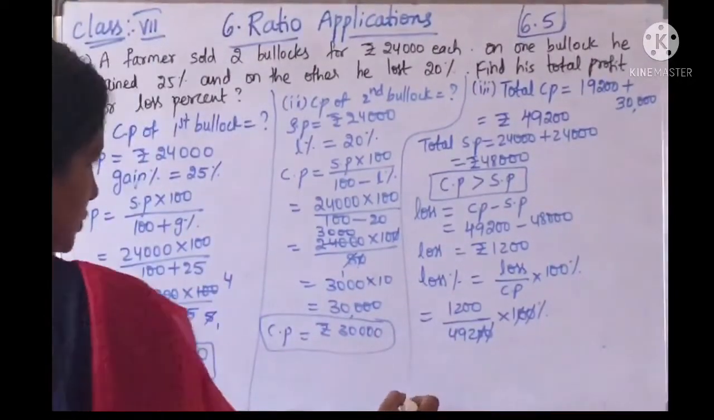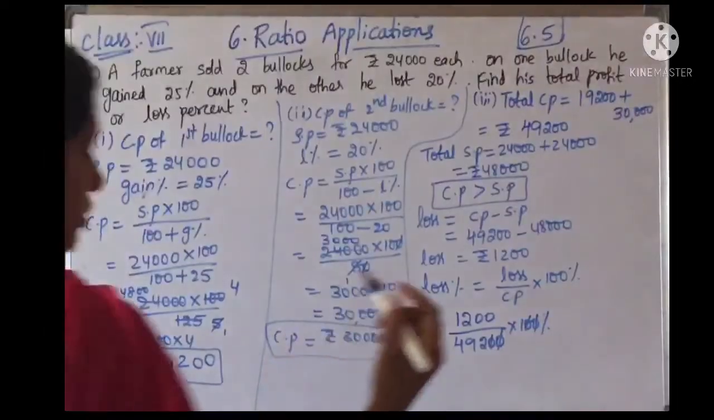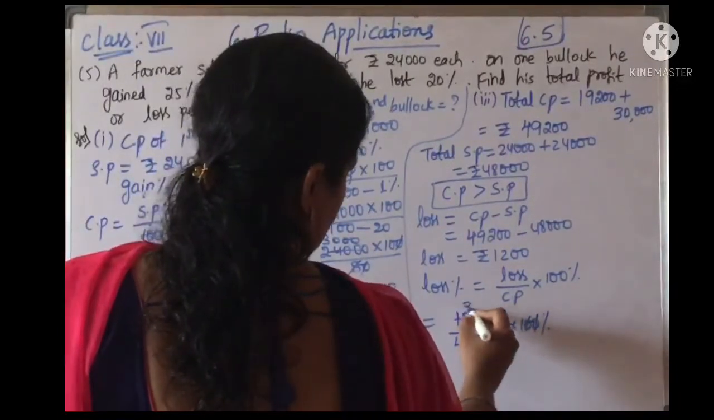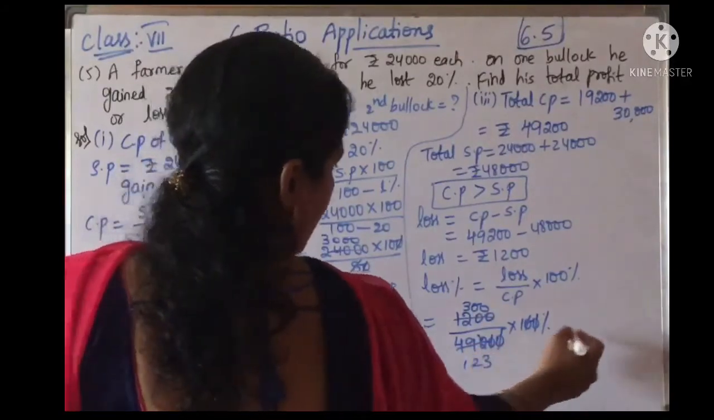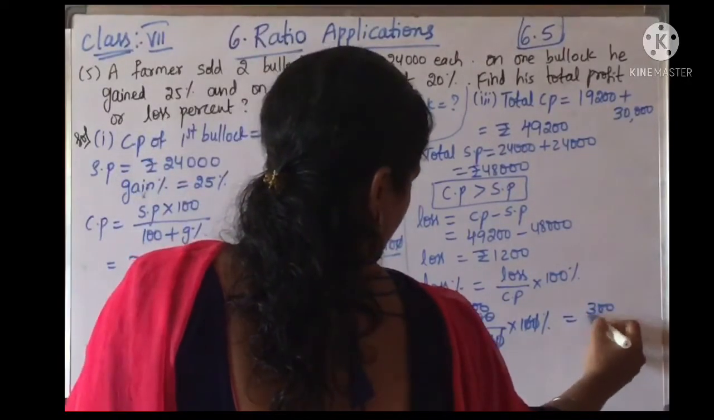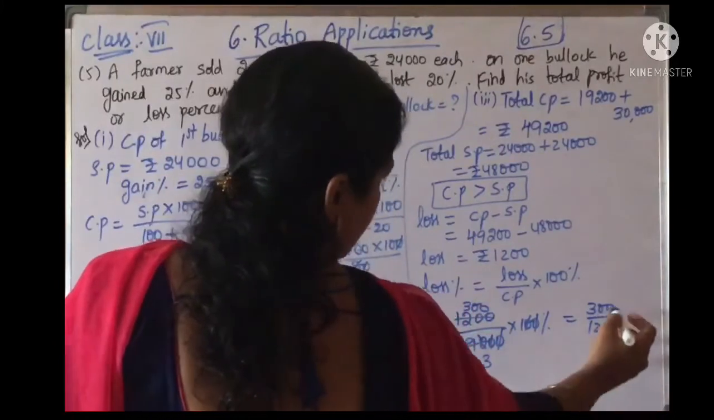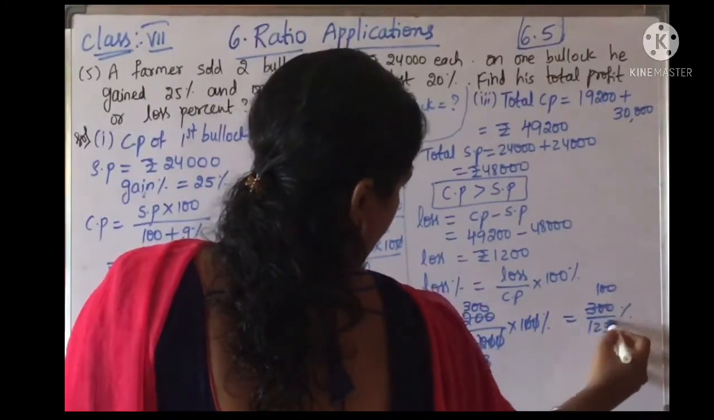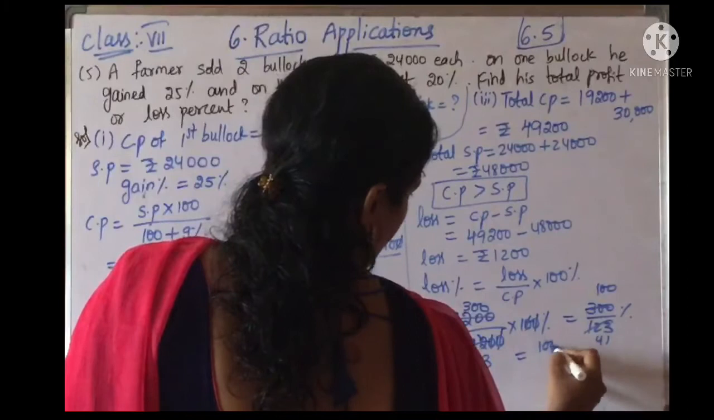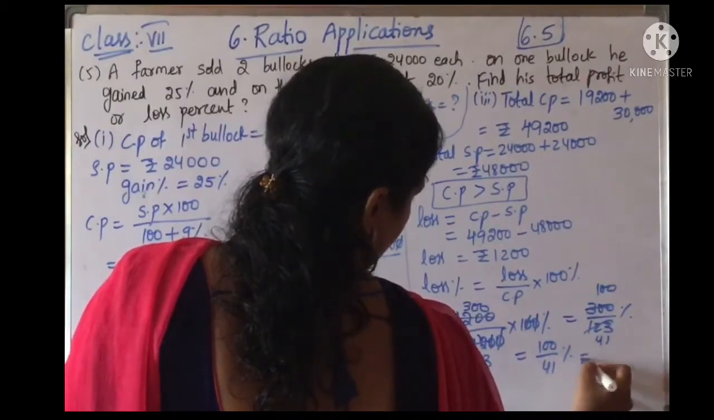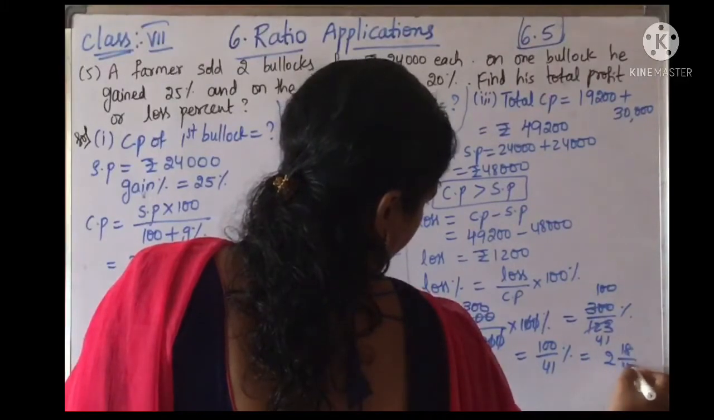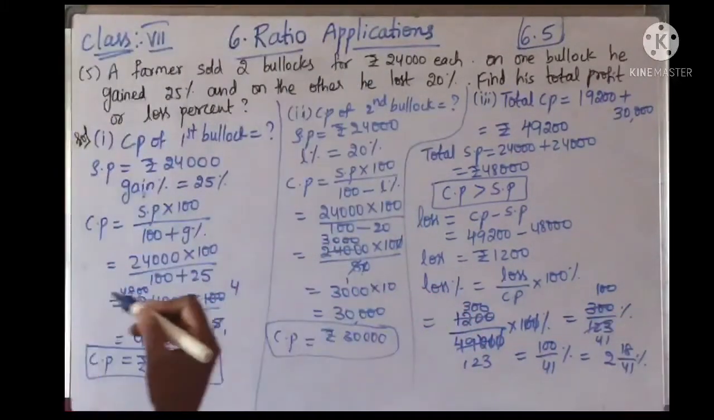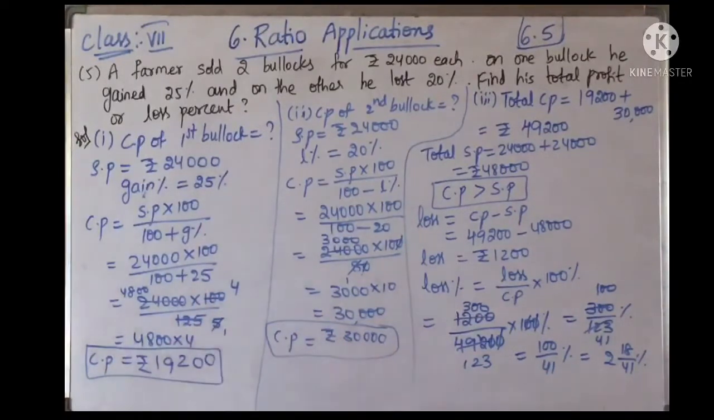The zeros get cancelled. So when you cancel with 2, now cancel with the 4 table. 4 threes are 12, 4 ones are 4, 4 twos are 8. So finally you will get 300 by 123. We can cancel with the 3 table, children. 100 by 41. When you convert this into a mixed fraction, you are going to get 2 and 18 by 41%. So finally the loss percentage is 2 18/41%.